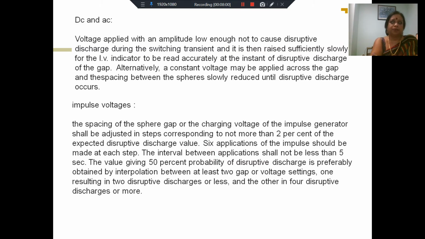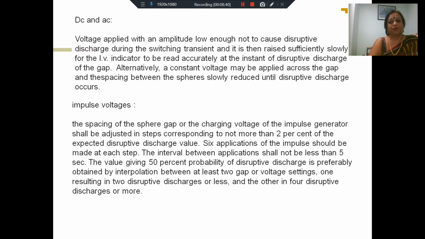We actually follow different procedures for measurement of the different kinds of voltages. For DC and AC, we apply a voltage which has a magnitude low enough not to cause disruptive discharge during the switching transient. When you're raising the voltage, there might be some transients because of the circuit, because of the equipment. Those transient values will also increase in peak as you apply higher and higher voltages. So when you apply the voltage, you have to be careful that transients do not cause breakdown, because then you will not be able to perform the experiment.